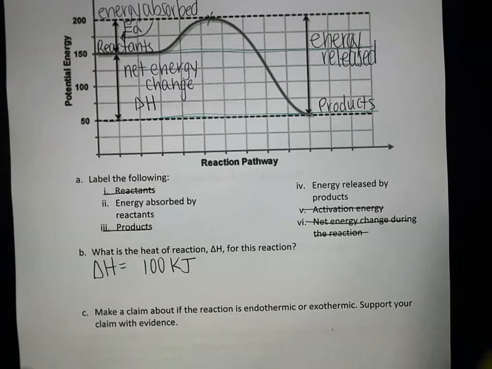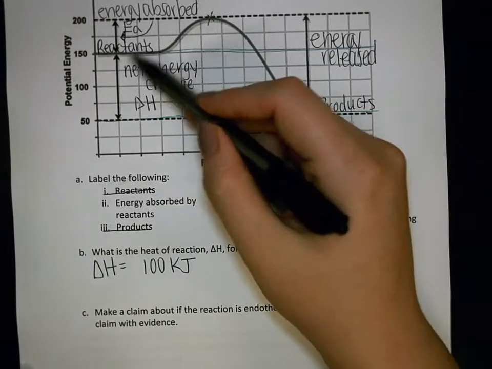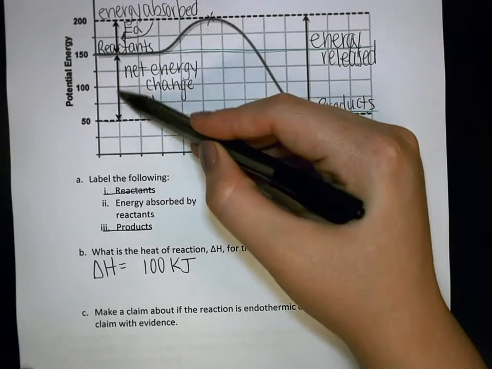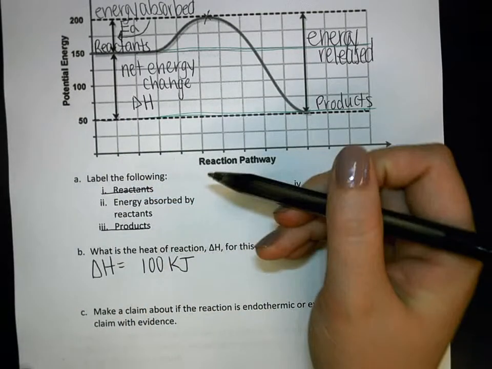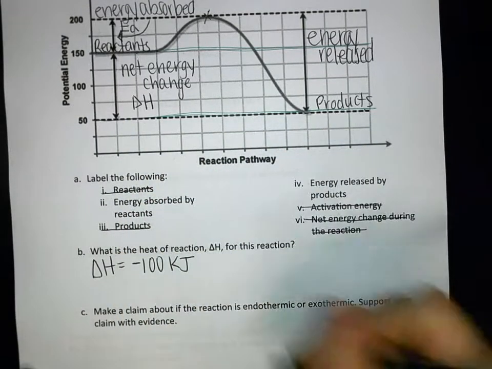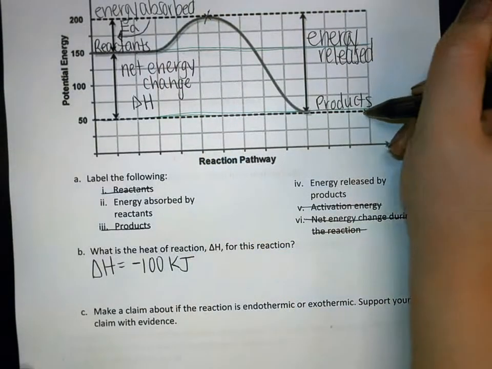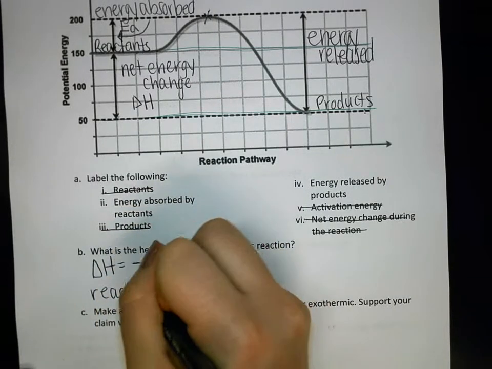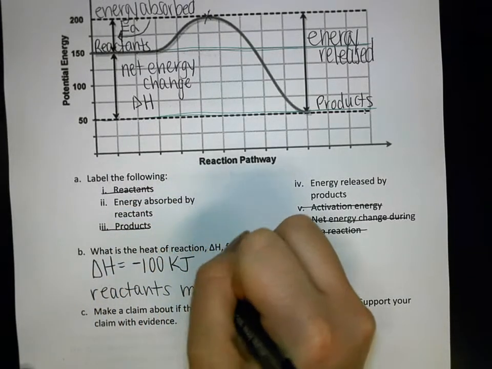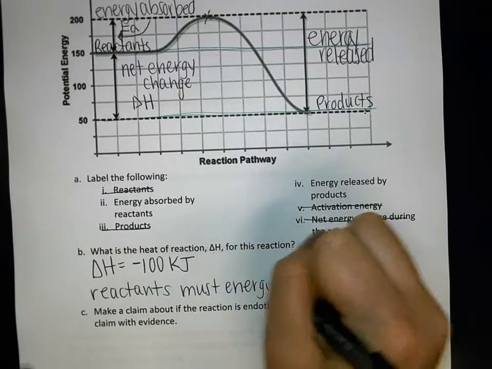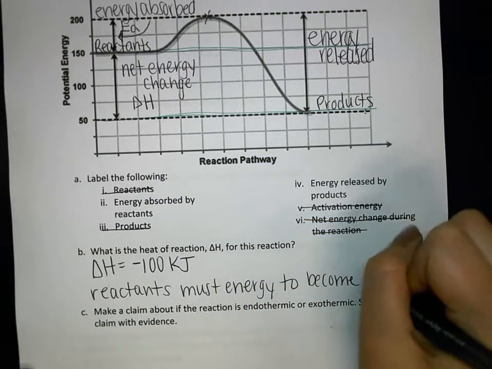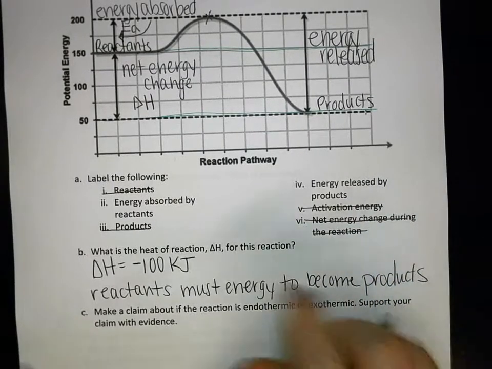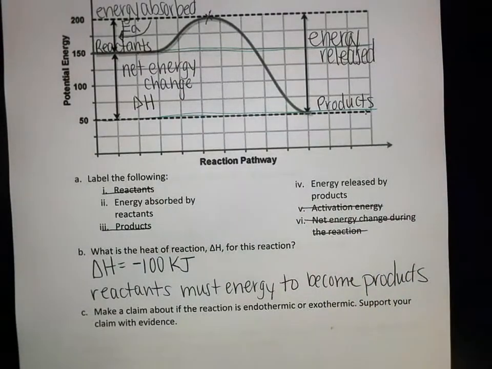The next question for us to think about is, is this a positive 100 kilojoules or a negative 100 kilojoules? So we start with reactants, and then we have to lose energy in order to become products. So my delta H is going to be a negative number. The reactants start higher than the products. So in order for this to happen, the reactants must lose energy to become products. So I know that delta H has to be a negative number because I have to lose that energy in order to become a product.